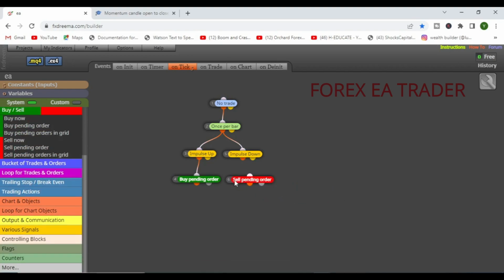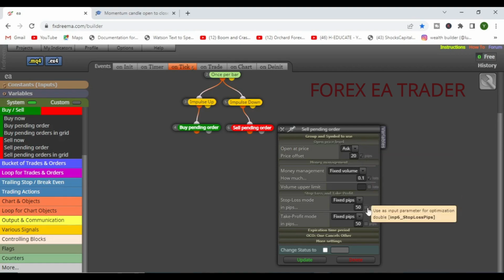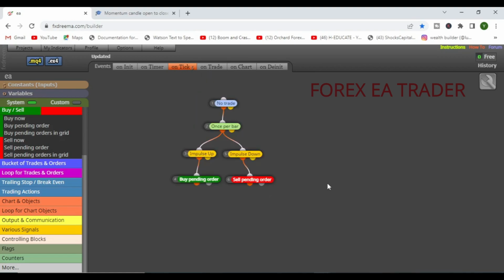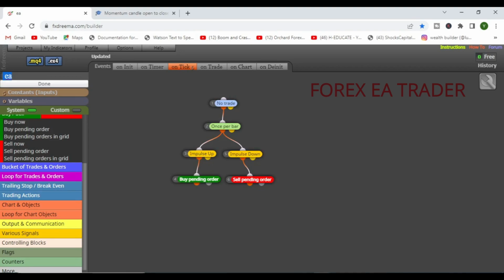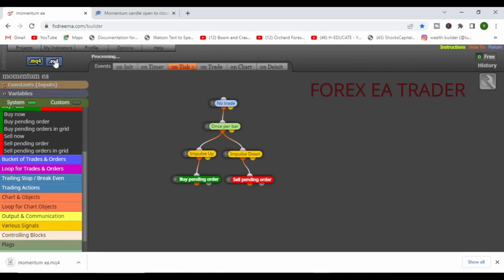Then we put a sell pending order. We just do it like that, and we would want our ask price to also cross our pending sell order before we get triggered. Then you can again tick these boxes so that you don't come back to Fxdreema all the time. Then we update. Then we can come here and we can say momentum EA. Then done. Then download the source code, or you can download the executable file. So that's all you need to do.